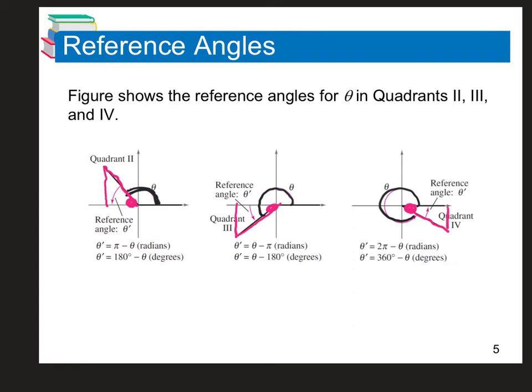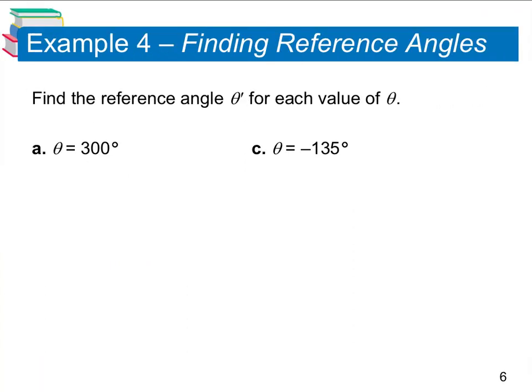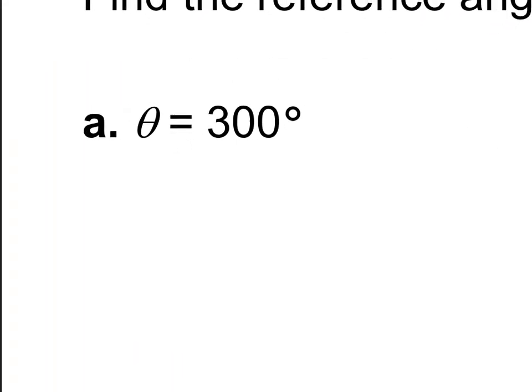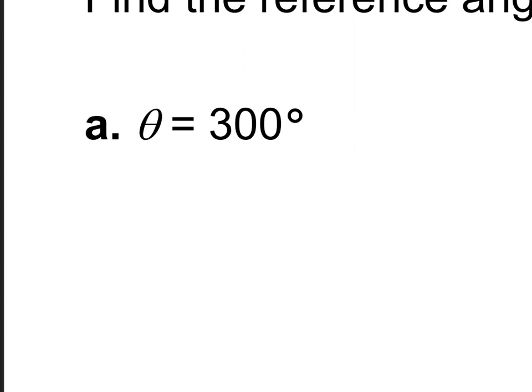So the easiest thing to do, if you have a problem like this, they gave me theta is 300 degrees. If it's not in degrees, I'd put it in degrees first because it's easier. We think in degrees better. But 300, think about where 300 is. If you need to, do this every time. Draw yourself a little picture.